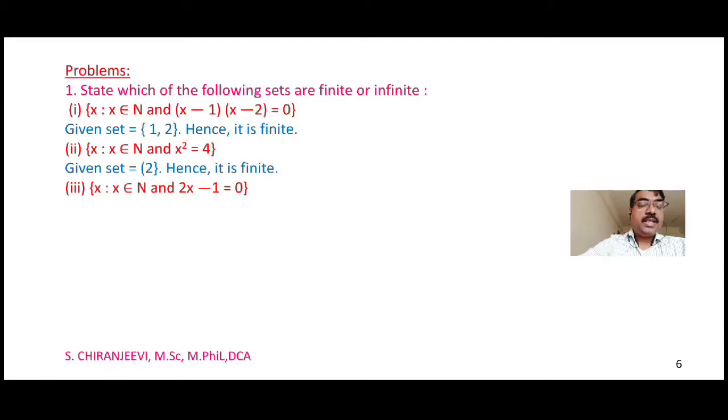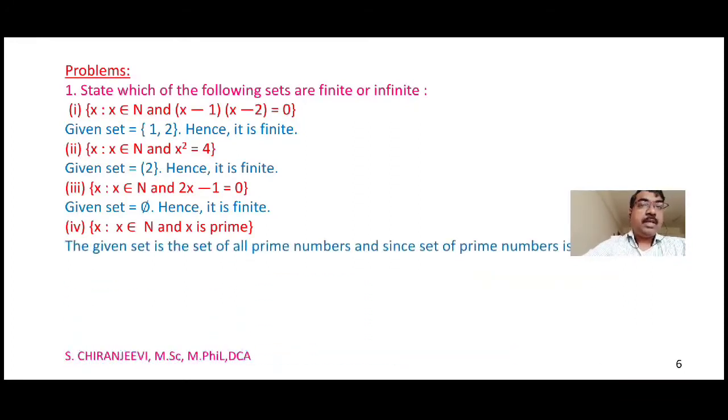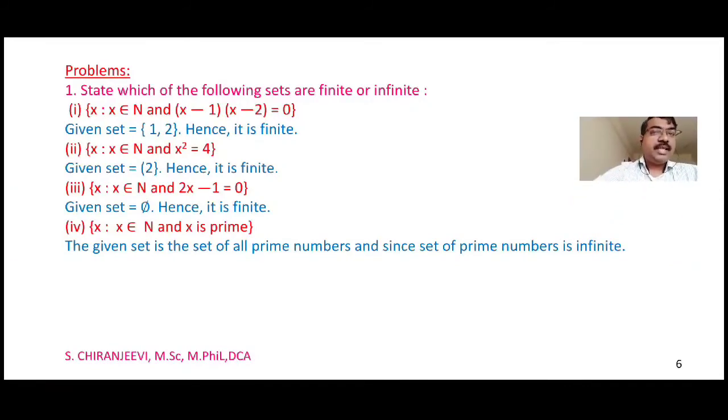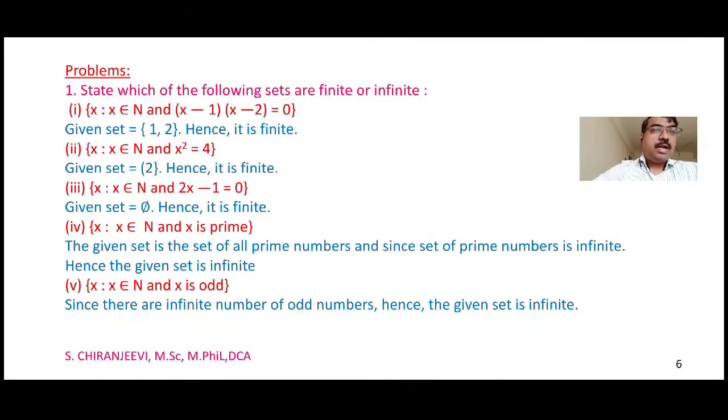{x such that x belongs to N and 2x minus 1 equal to 0}. 2x equal to 1 and x equal to 1 by 2. But 1 by 2 is not a natural number, so it is a null set, which is also a finite set. {x such that x belongs to N and x is prime}. The given set is the set of all prime numbers, and since the set of prime numbers is infinite, the given set is infinite. Fifth one, {x such that x belongs to N and x is odd}. The odd numbers are infinite, so the given set is an infinite set.